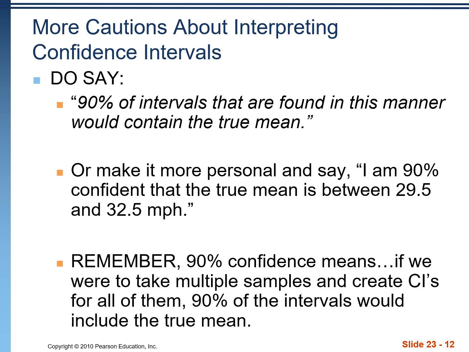What we can say, 90% of intervals that are found in this manner would contain the true mean. Make it more personal, say I'm 90% confident that the true mean is between 29.5 and 32.5 miles per hour. And as one added note, 90% confidence means if we were to take multiple samples and create intervals for each, 90% of those intervals would include the true mean of vehicles driving on this road.